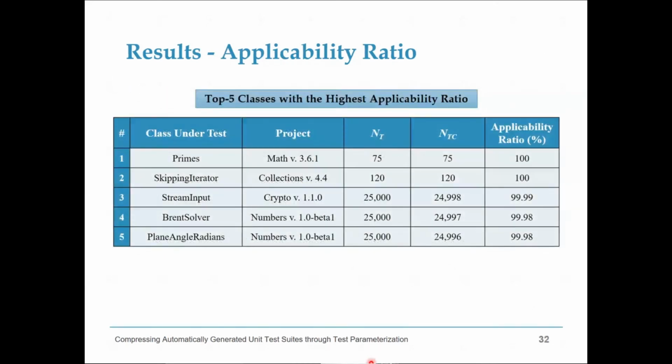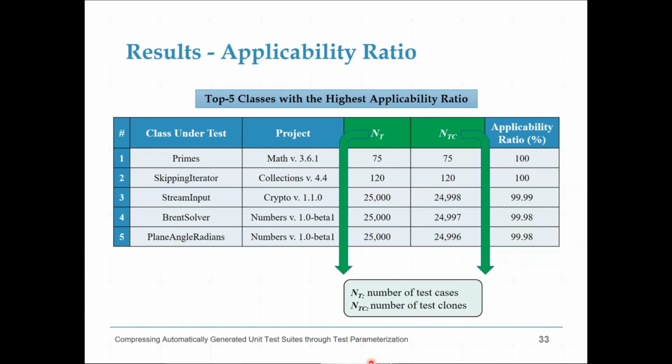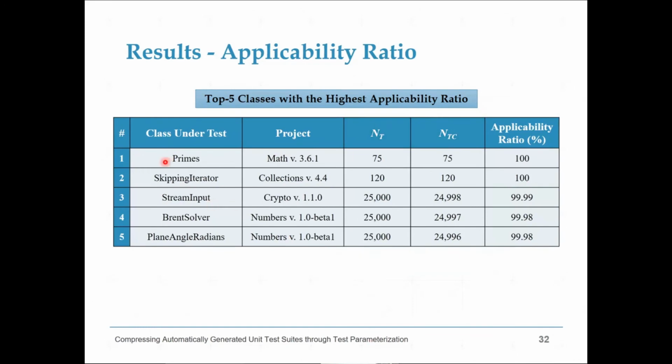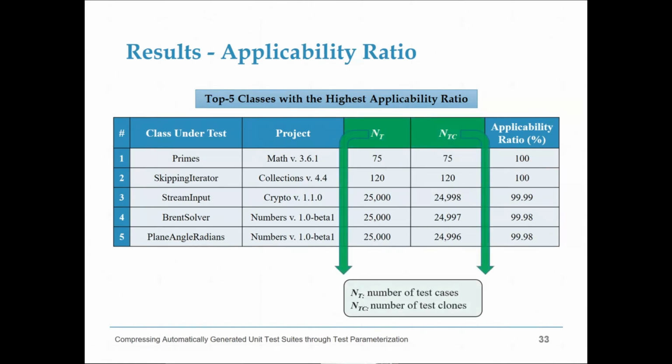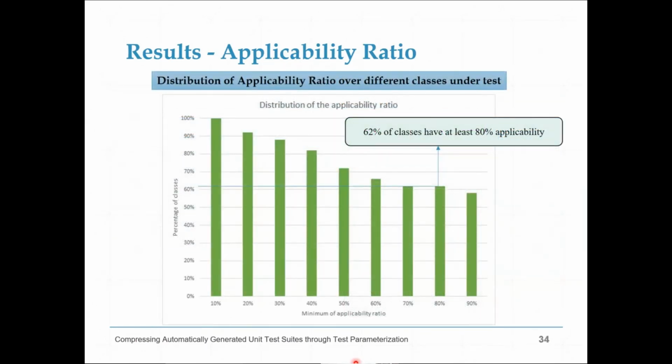Here you can see the top 5 classes with the highest applicability ratio. As you can see in the table, N sub T shows the number of test cases, and N sub TC shows the number of test clones. For example, here, primes as a class under test has 100% applicability ratio. And here we have the distribution of applicability ratio over different classes under test chart. And as it is shown, 62% of classes have at least 80% applicability.